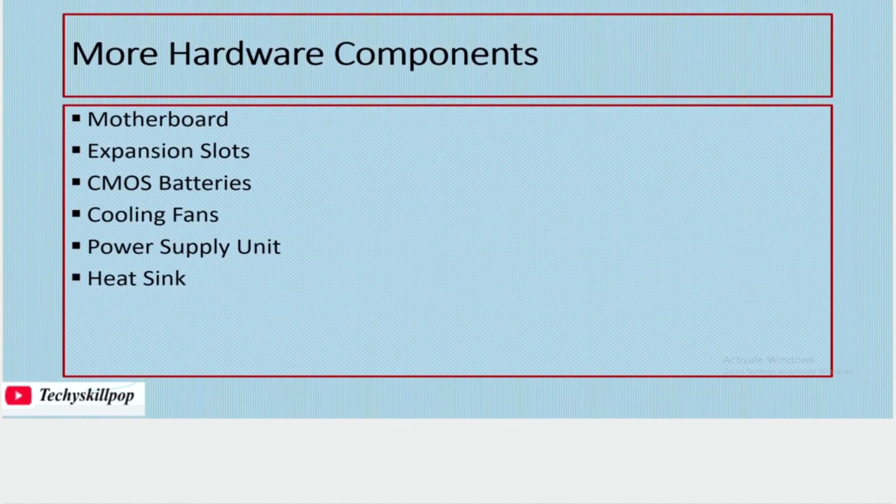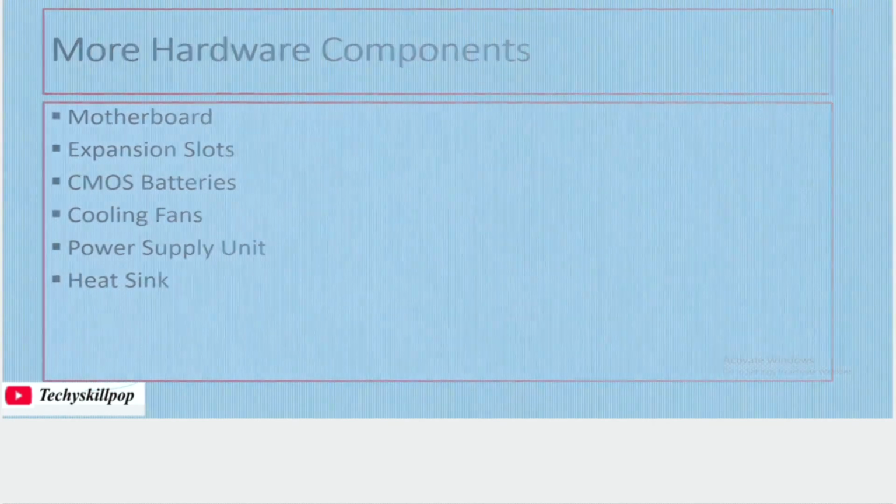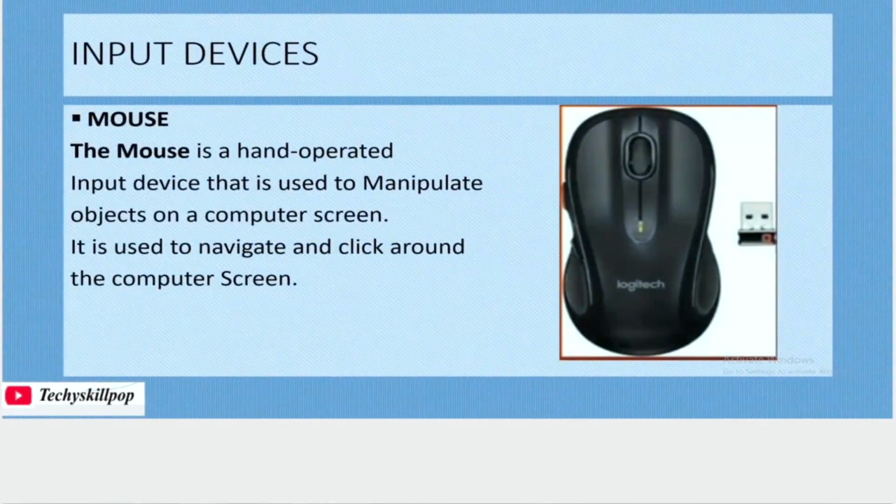More hardware components. We have the motherboard, we have the expansion slots, CMOS batteries, cooling fans, power supply units, and heat sink. Input devices. This includes the mouse.